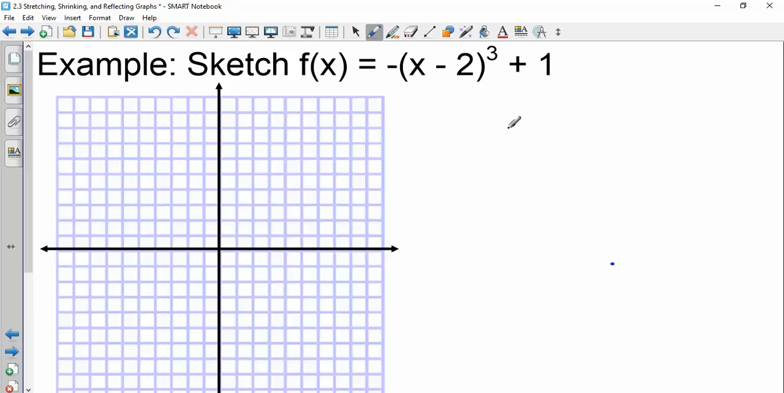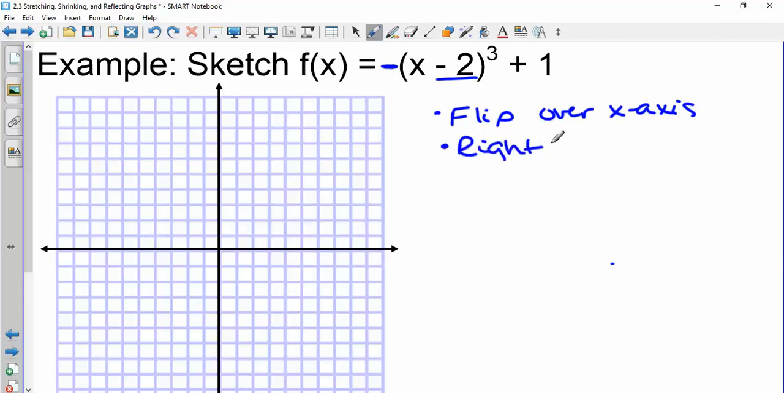So if I'm making a list of everything here, this negative out in front, what will that do? Across the x. What will this minus 2 do? Make it go right. And what about the plus 1? Up one. Okay.